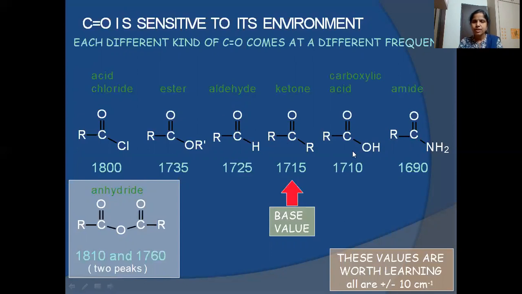Carboxylic acid. Here again we come across OH, which has inductive as well as mesomeric effect, and NH2 C double bond O. Here also we find mesomeric and inductive effect. Because of the conjugation present in amide, it will show very low absorption, that is 1690, a lower absorption frequency for C double bond O. So remember, for ketone it is 1715. Carboxylic acids and amides will have lower absorption bands than ketone, whereas aldehydes, esters and acid halides will have higher.